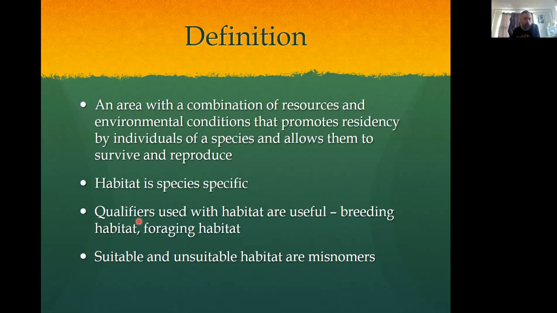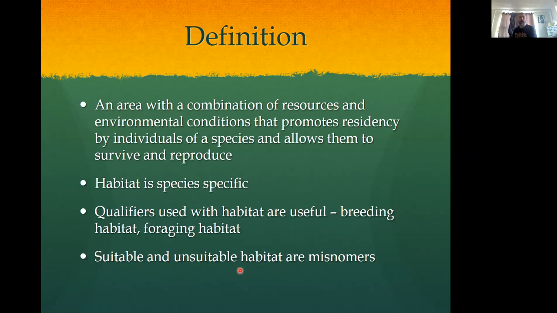Right? What kind of habitat are we actually talking about? So we can talk about, say, a breeding habitat or a foraging habitat. Where are they reproducing? Where are they looking for food? The idea of suitable or unsuitable habitat, although you hear the terms a lot, actually doesn't make any sense. Suitable habitat is redundant, because the idea behind a habitat is that it's suitable. If it's not suitable, it's not habitat. And therefore, unsuitable habitat also is not something we're really going to use.